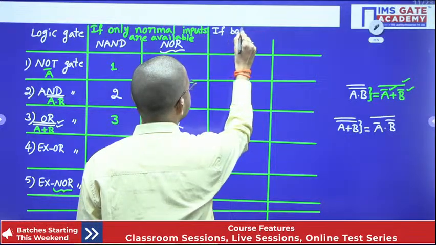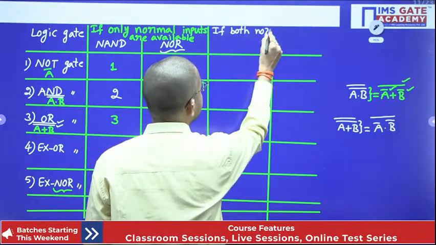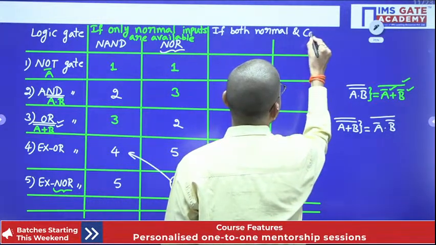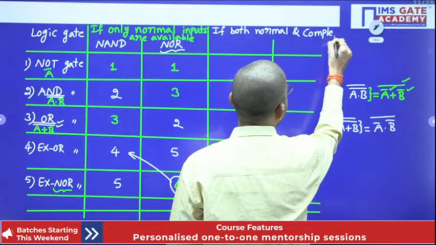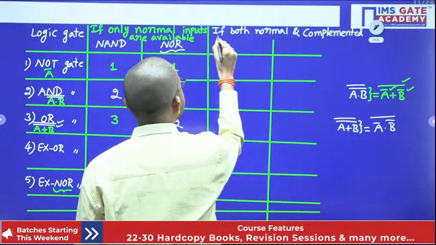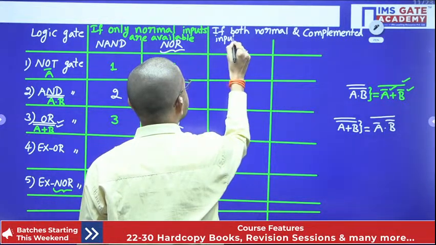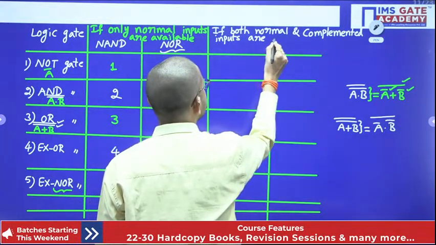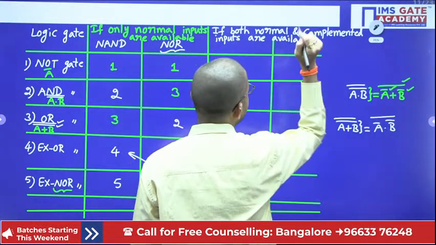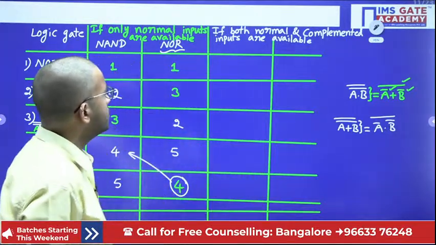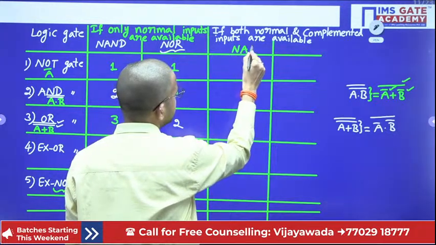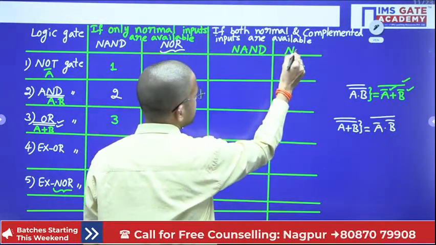If both normal and complemented inputs are available, then in that case, what is the minimum number of NAND gates required? What is the minimum number of NOR gates required? That is the question.